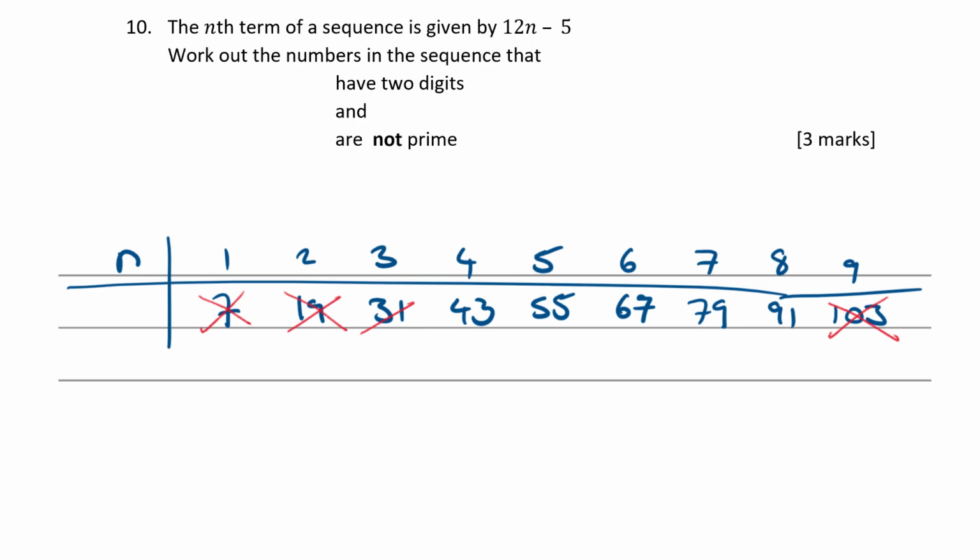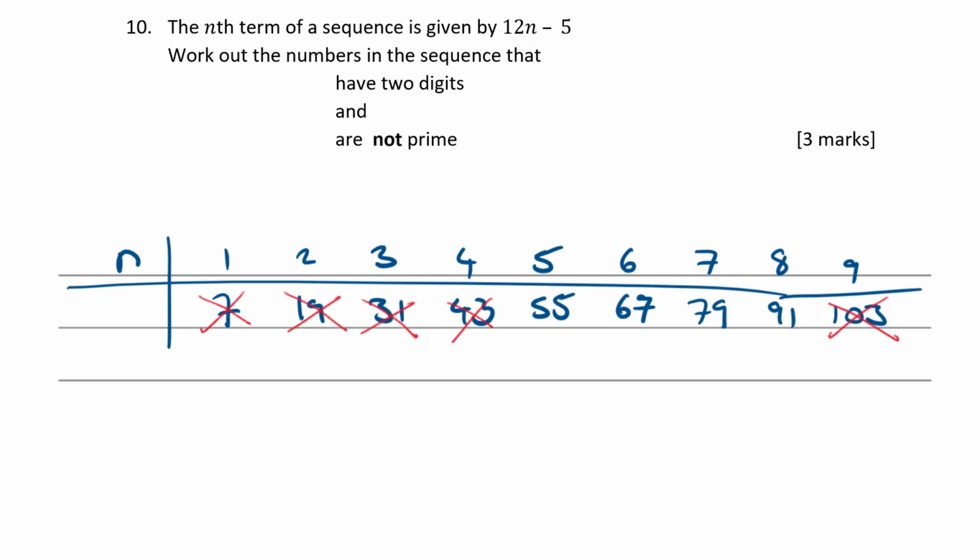31 is prime. Is 43 a prime number? I'm not sure. Let's have a think. Yeah, I think it is. I can't think of any factors of 43, so I think that's prime. 55 isn't prime. That's the 11s, isn't it?